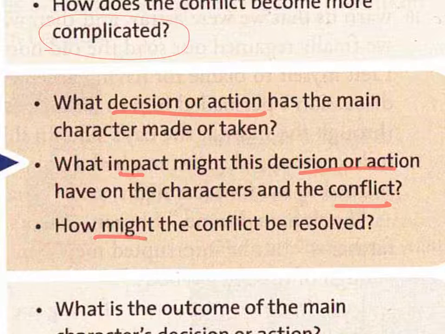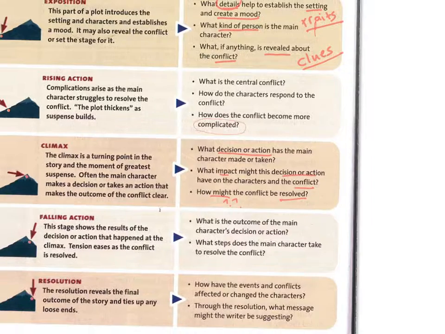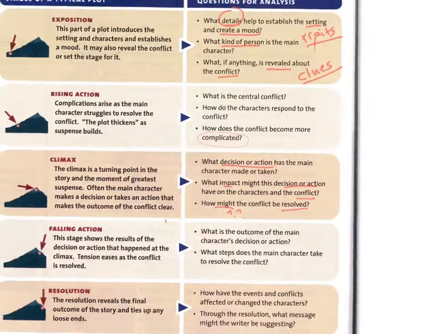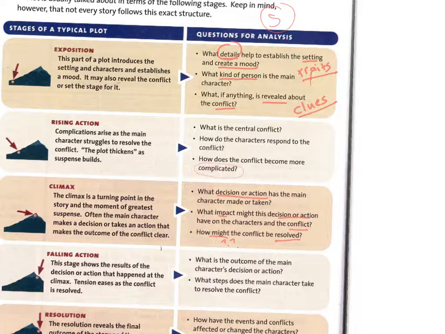And how might the conflict be ended, be resolved? How might the problem be fixed? So here, this is a prediction piece. You're predicting as you read through the climax, how is this going to end? Based on the questions and the answers that you've gotten from your analysis so far.